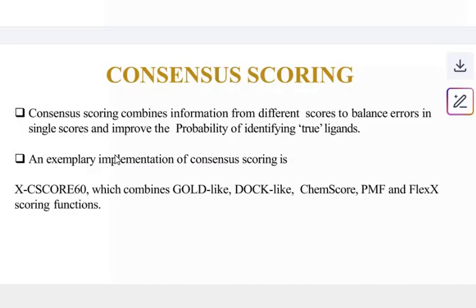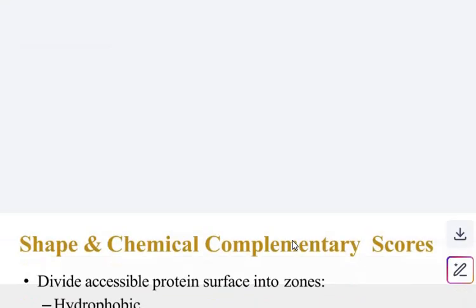Consensus score. Consensus score combines information from different scores to balance error in single score and improve the probability of identifying true ligands. An exemplary implementation of consensus scoring is like this in all software.